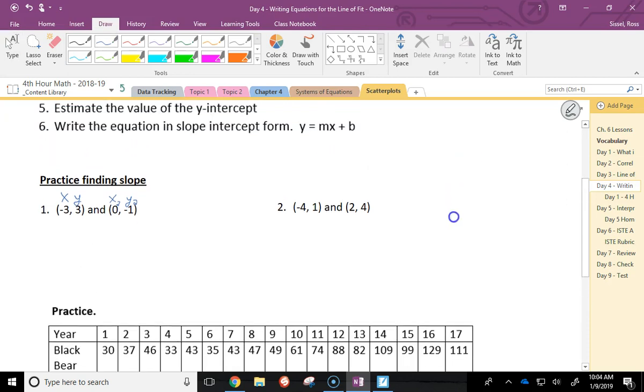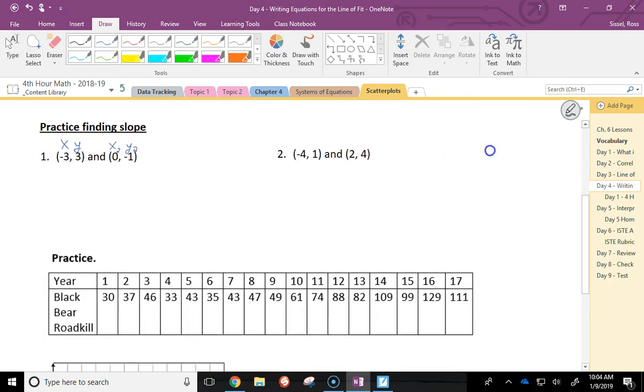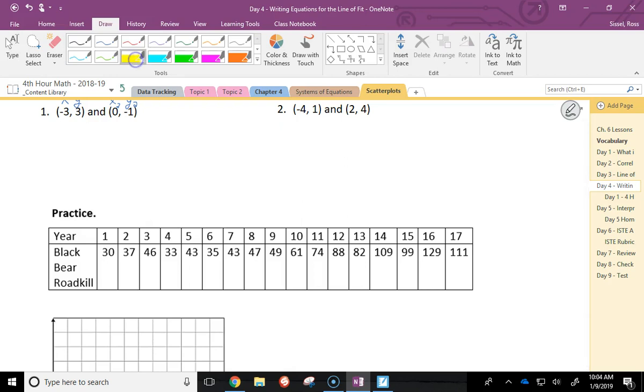My equation, like we have right up here, is y2 minus y1. So y2 is -1 minus, and my y1 was 3.